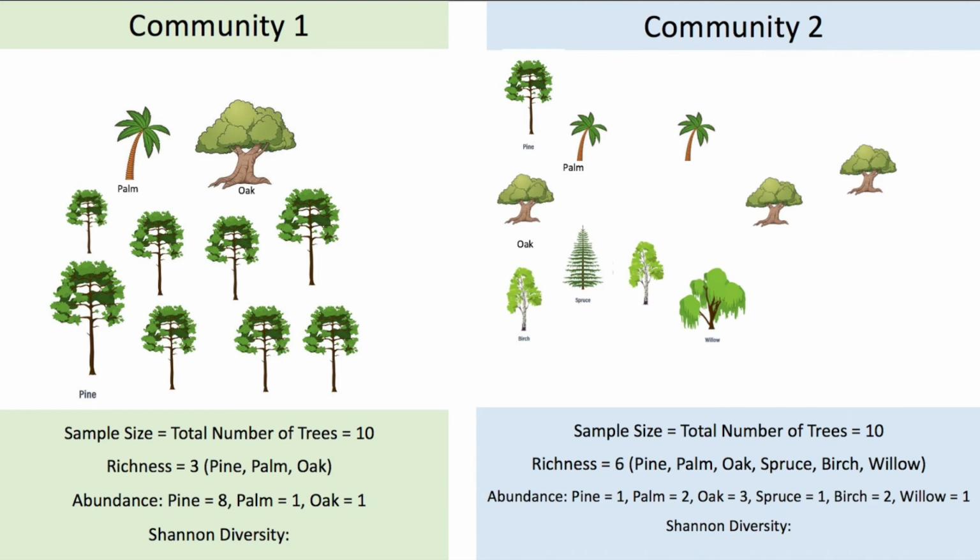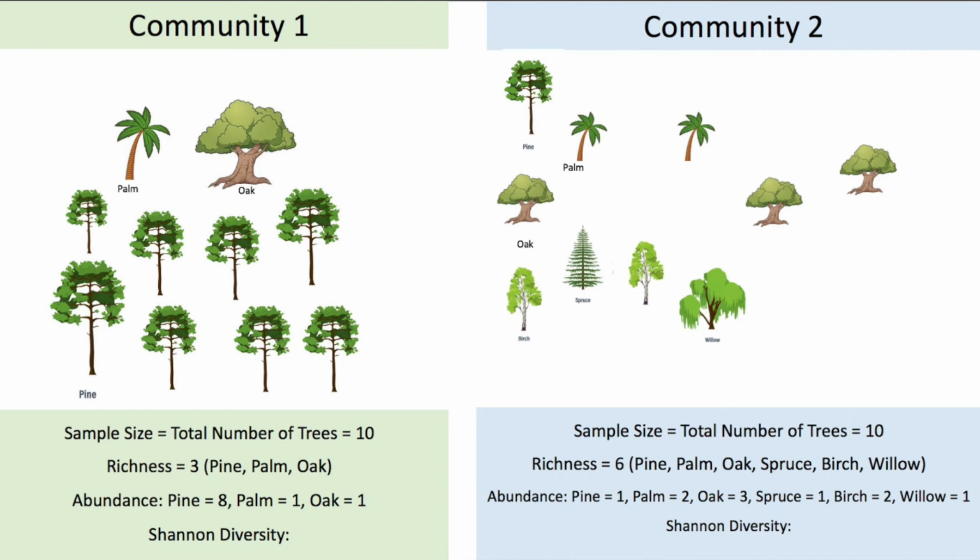And so looking at that data alone, we can already see that this community is very heavily dominated by pine trees. 80% of this community is composed of pine trees. Pine trees are very largely represented in this community, and there's very little of any other tree.